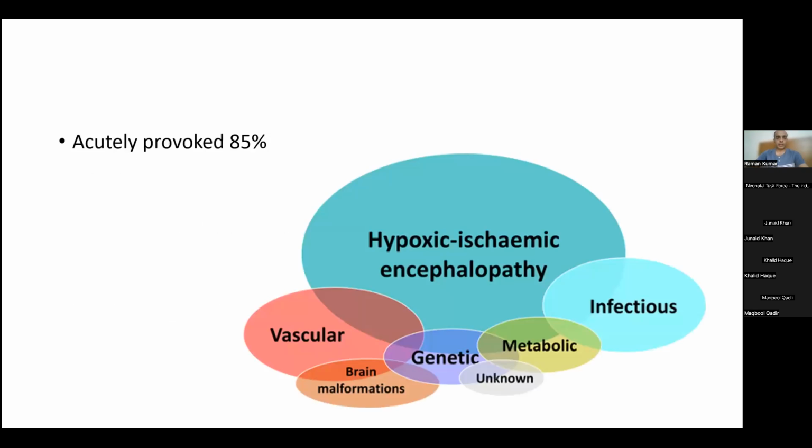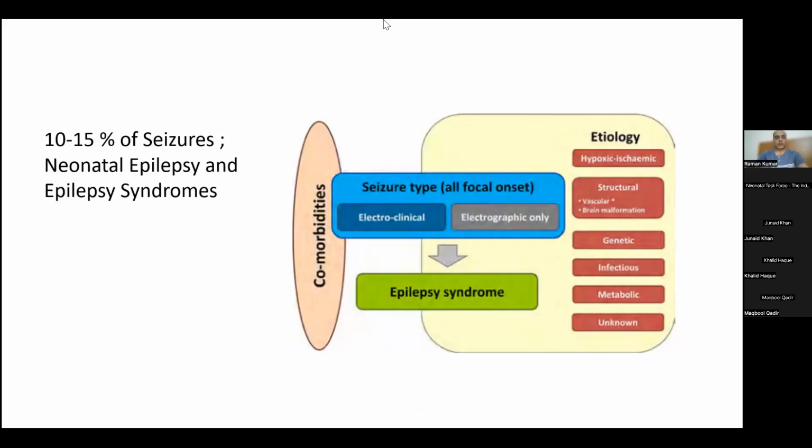So there are two things. If we talk about acutely provoked seizures, HIE is at the top. This is the major factor for the seizures, HIE, and then infections, metabolic and vascular causes. Acutely provoked seizures cover around 85% of the cases, whereas 10 to 15% of seizures have neonatal epilepsy and epilepsy syndromes.